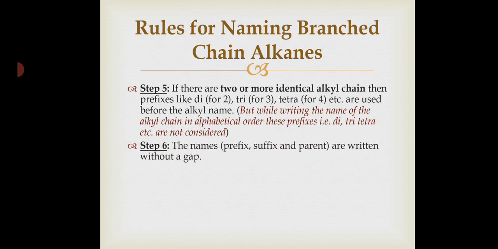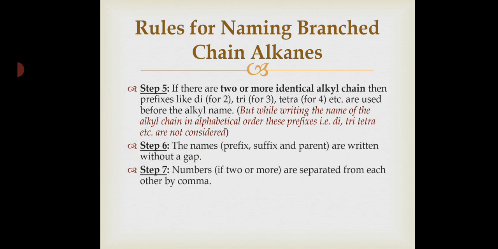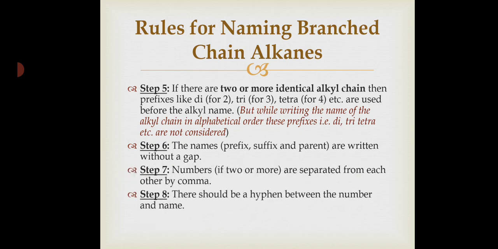Step 6. The names, prefix, suffix and parent are written without a gap. Step 7. Numbers, if two or more, are separated from each other by commas. Step 8. There should be a hyphen between the number and the name. Let's understand it better with an example.